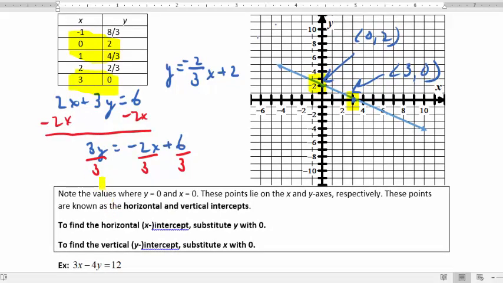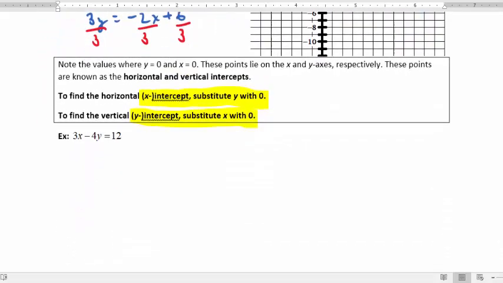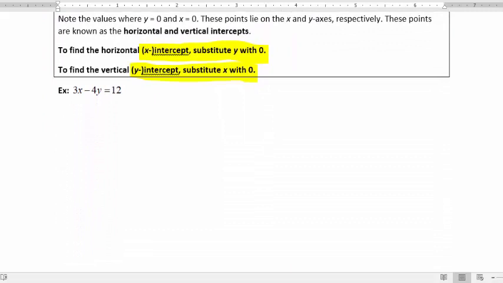So really the important thing to note about the intercepts is the y-intercept is the point where x equals 0. And the x-intercept is the point where y equals 0. So that's really the most important thing to understand about intercepts. When you're trying to find intercepts, you just set one of the variables equal to 0. So to find the y-intercept, you let x equal 0, and to find the x-intercept, you let y equal 0. And that's going to work for any line that we deal with.